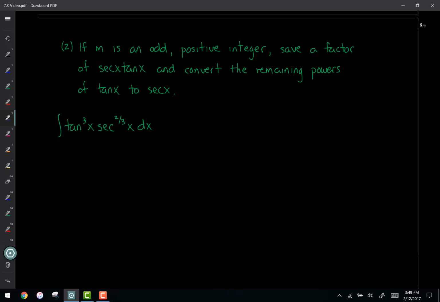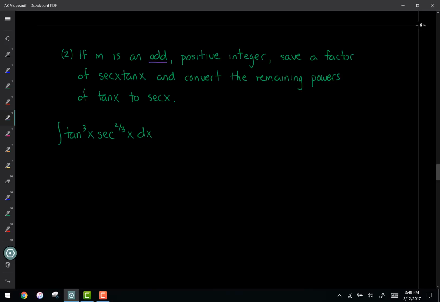So if m is an odd positive integer, so down here in this example, m is 3, you want to save a factor of secant x times tangent x. So you want to peel off 2 things, a secant times a tangent. Okay? Because we're going to make a u substitution for what? Secant. Now, it's going to be the same idea. You'll have some even power of tangent left. Use the correct Pythagorean identity to rewrite everything in terms of secants. Do the u substitution, and then you're good.